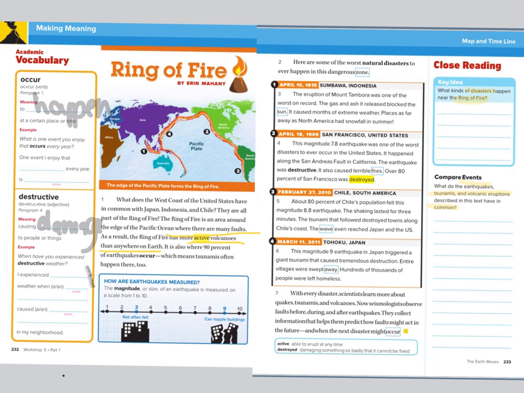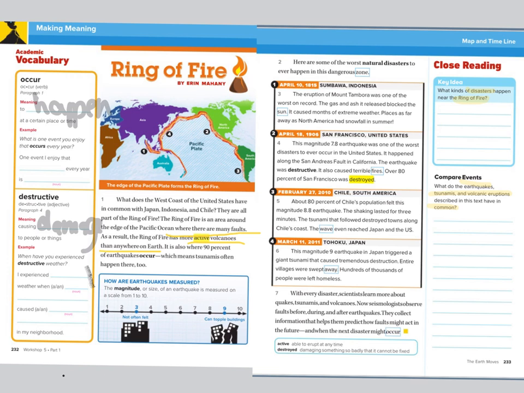This magnitude 7.8 earthquake was one of the worst disasters to ever occur in the United States. It happened along the San Andreas Fault in California. The earthquake was destructive. It also caused terrible fires. Over 80% of San Francisco was destroyed.